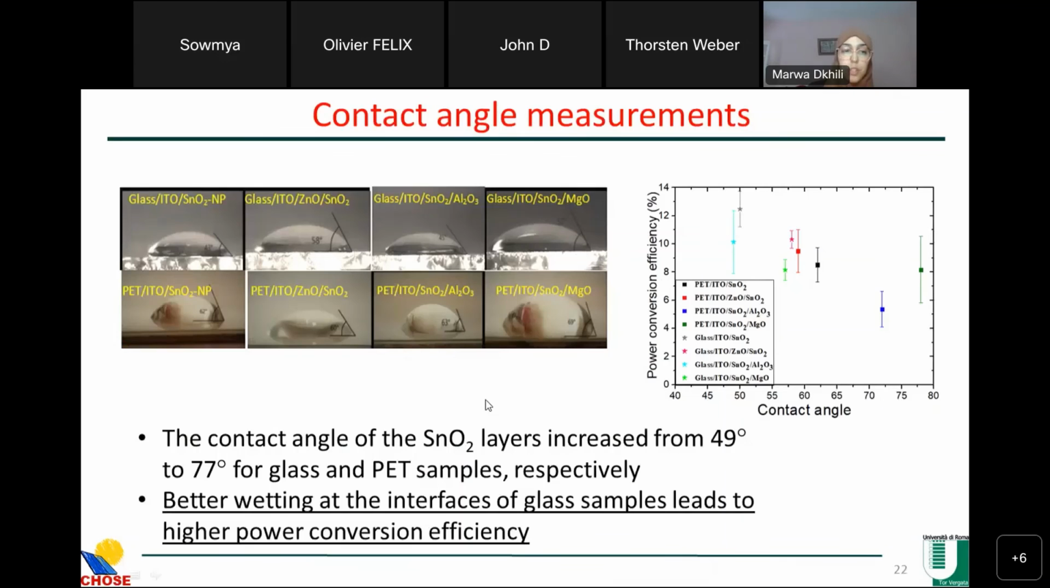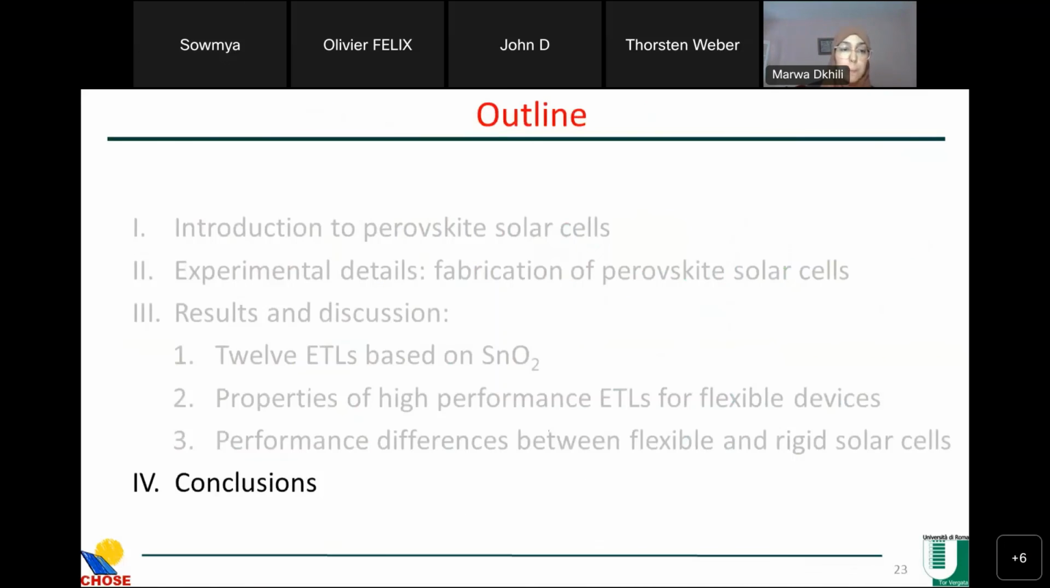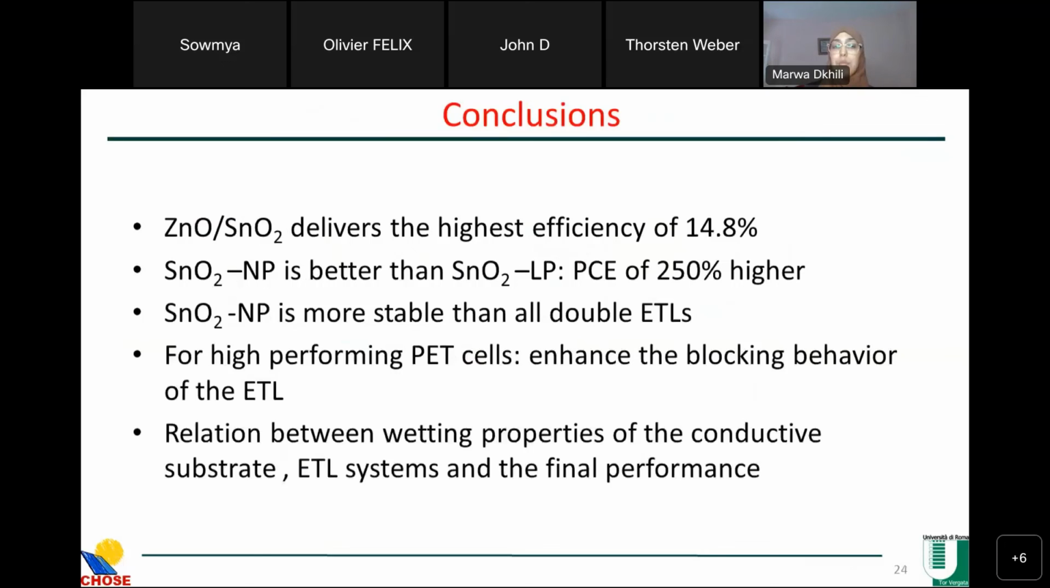So the better wetting at the interface ensures the formation of a perovskite film free of pinholes that would form shunt paths by inducing direct contact between the electron transport layer and the hole transport layer, and they reduce the open circuit voltage and the fill factor. So we have a trend here that better wetting at the interfaces of glass samples leads to higher power conversion efficiency.